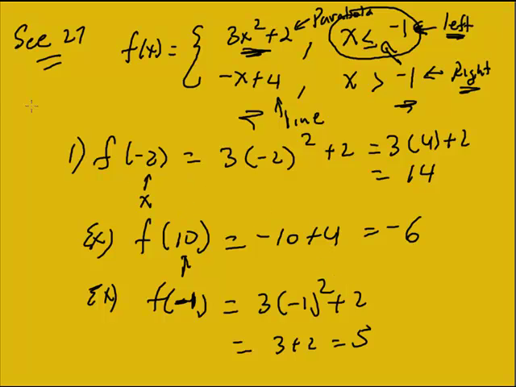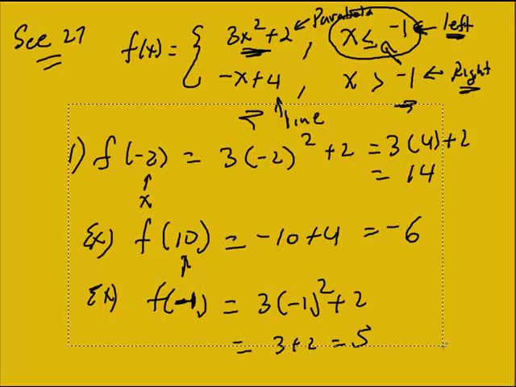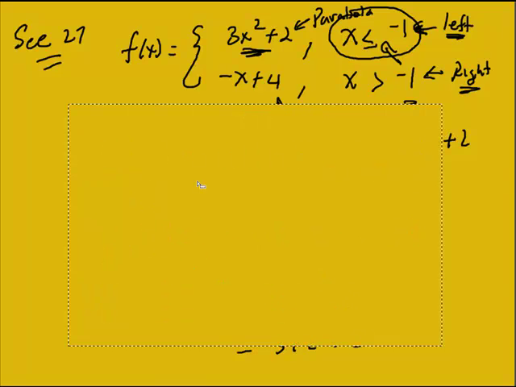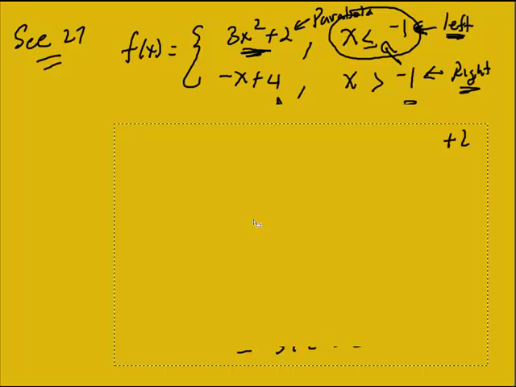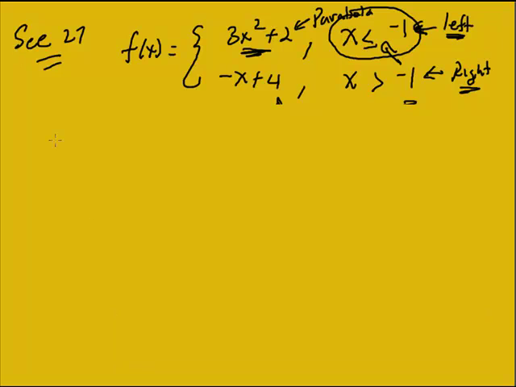Now, sometimes, and I don't think we have that here, but sometimes you'll get something like this. So let me clear and do another example for you. Let's say they want you to find f of a. Well, which one do I use? Well, I have to use both of them because I don't know if a is positive or negative.